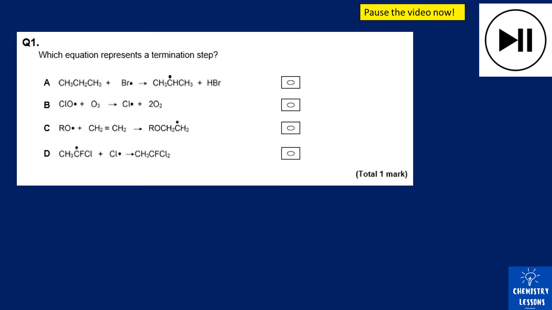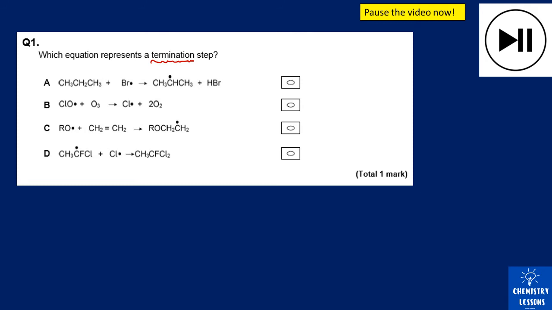So first question then, if you'll pause the video, have a go at the question, and when you're ready to go through the answer, you can unpause the video. Okay then, so which equation represents a termination step? Now, without even looking at the equations, I'm not going to even look at any of the answers yet. What do I know about a termination step? A termination step, that's one which will terminate the reaction. It's the coming together of two free radicals to produce a non-free radical.